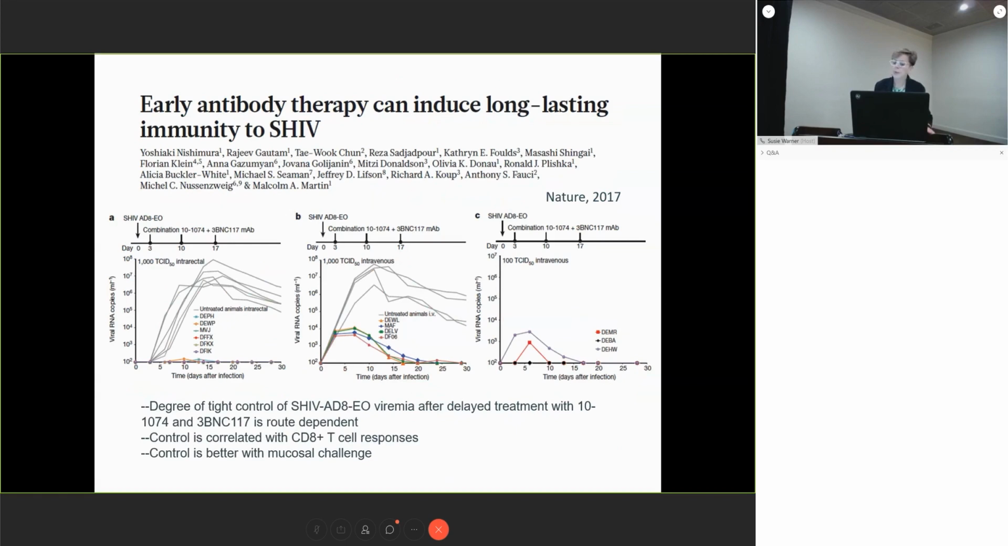Others have been doing beautiful work, especially Malcolm Martin, with whom we've collaborated off and on over the years. This is a very nice study that he did with Michel Nussenzweig's antibodies 10-1074 and 3BNC117. These two antibodies were used also in a cocktail, and the antibodies were introduced 3 days after inoculation, either IR or IV. I think you can see the control here in gray, and then the IR challenged animals clearly were able to tightly control their virus, whereas the IV challenged animals, with quite a bit more virus to deal with, are still doing much better than controls, but not as well as the IR.